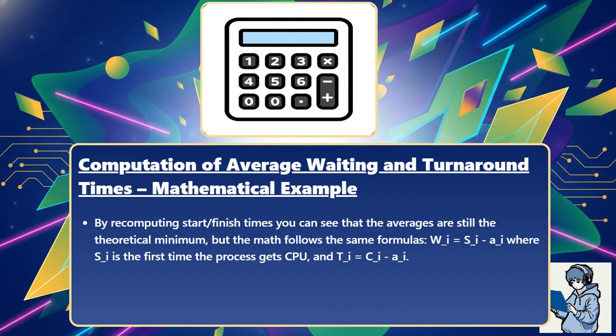W_i equals S_i minus A_i, where S_i is the first time the process gets CPU, and T_i equals C_i minus A_i. The sum of all W_i is minimized by shortest remaining time first.